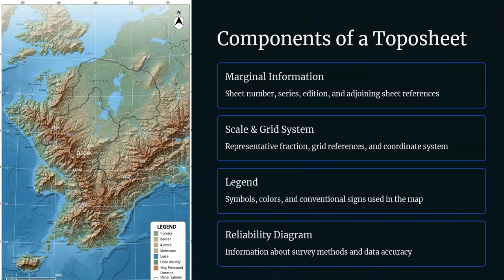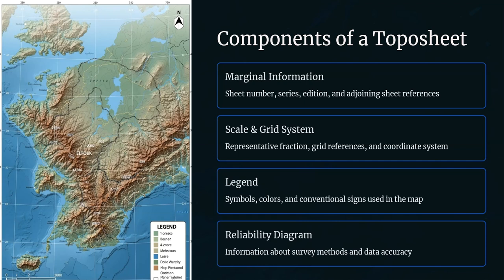Then the components of the Toposheet. First of all, the marginal information. In the margin, you can find information like the sheet number, the series number, the edition, and the adjoining sheet reference. This is called the marginal information.